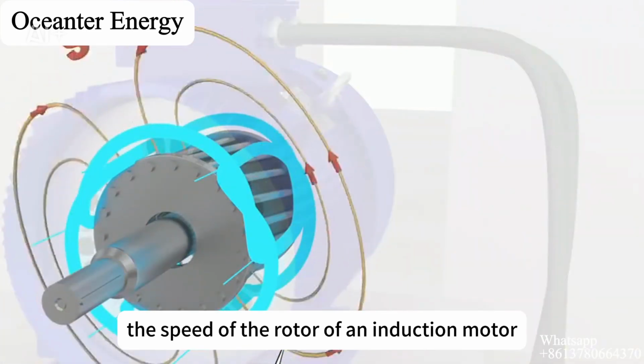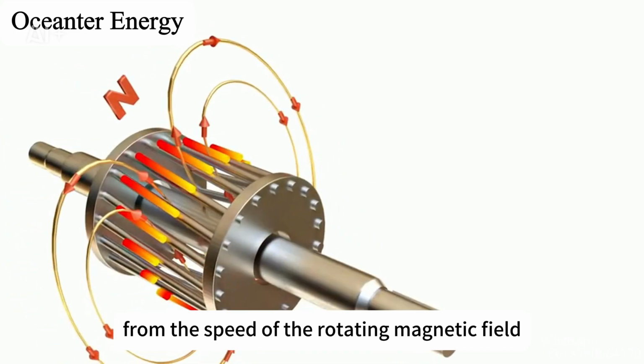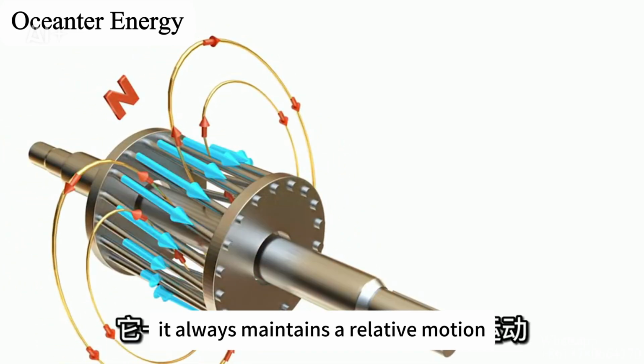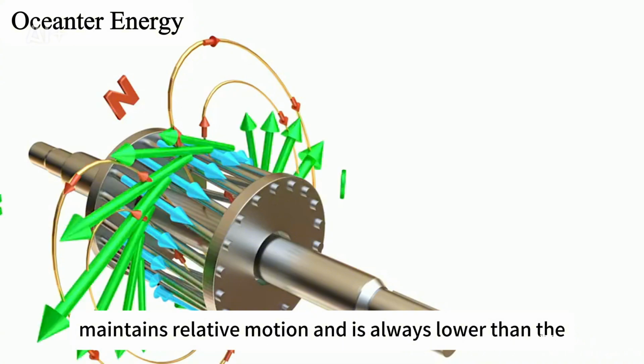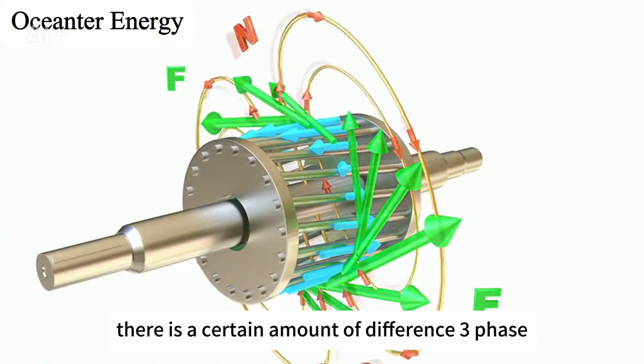The speed of the rotor of an induction motor is different from the speed of the rotating magnetic field. It always maintains relative motion, and the rotor speed is always lower than the synchronous speed, with a certain amount of difference.